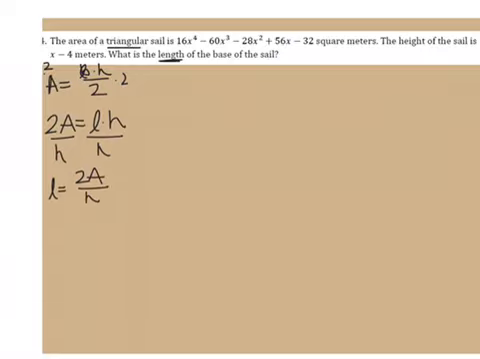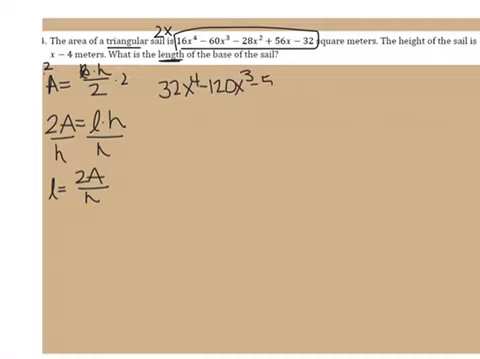So I know my area is this. I actually have to do 2 times that. So I'm going to end up with 32x to the 4th minus 120x to the 3rd minus 56x squared plus 112x minus 64. And then we're going to divide that by the height, which I know is x minus 4.